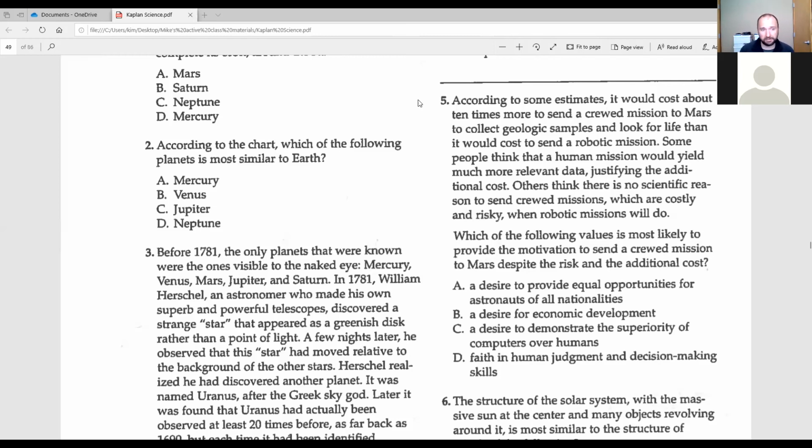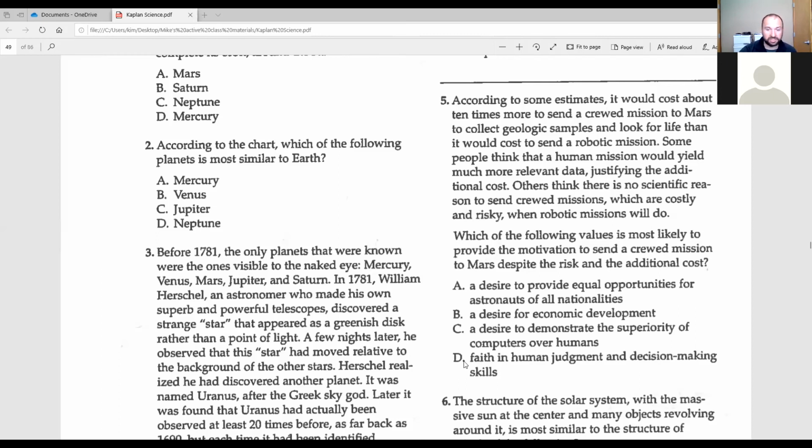So let's read D. We haven't even read D. D says faith in human judgment and decision making. So again, we're looking for what reason would someone that wants to send a human mission to Mars instead of a robot mission, why would that person say it's important that we send humans? Is it B, a desire for economic development? Or D, that they have faith in human judgment and decision-making skills? The best answer here is D.